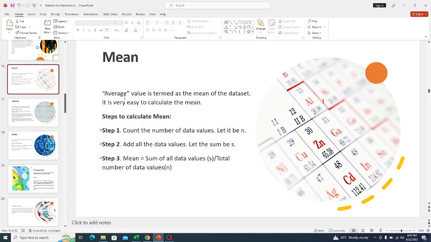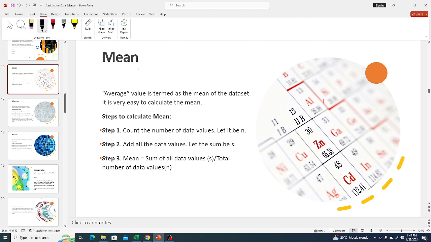So let's start with mean. Of course, yesterday we defined mean as the simple average, and basically we have population mean, and also we have sample mean. Okay, so for sample mean, let's start with sample mean. Sample mean is always denoted as x bar.